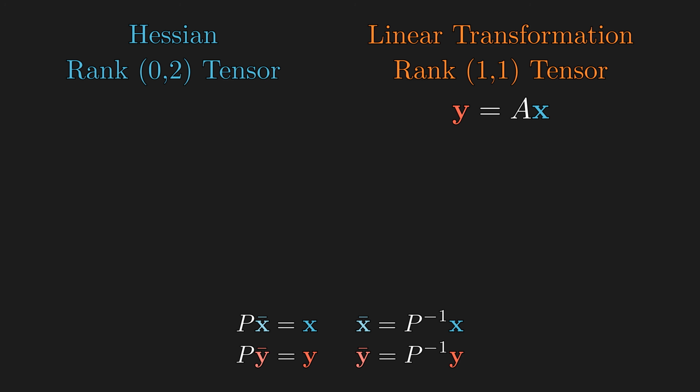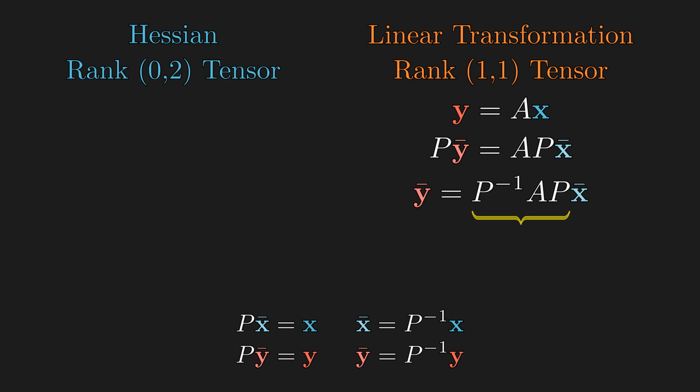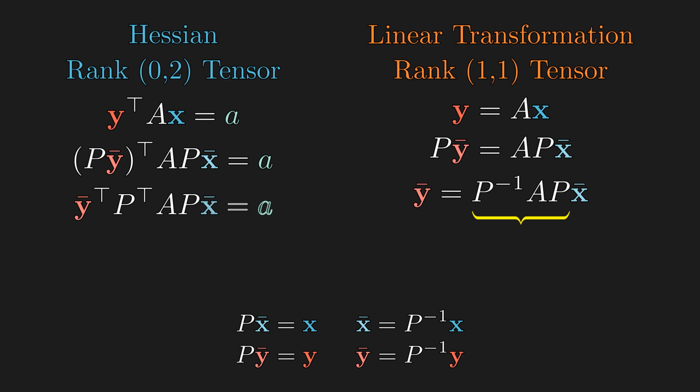And we want to describe the actual transformation A in this new coordinate system. So we will make a couple of substitutions, then multiply by P inverse on the left side. And this triple matrix product describes the same linear transformation in this new barred coordinate. Now, as per rank 0-2 tensor, we first write what the tensor does to 2 vectors. Then make the substitution, and distribute the transpose. This matrix triple product is how a rank 0-2 tensor transforms under change of basis.